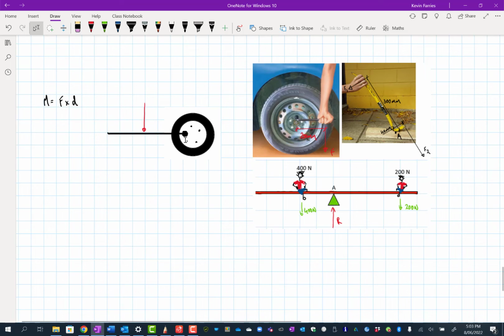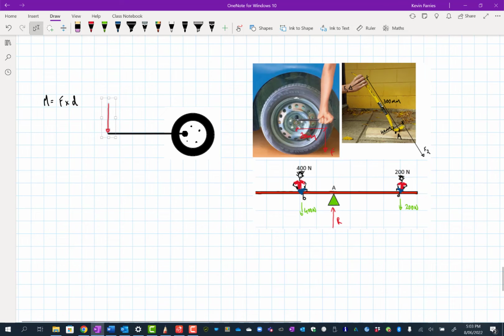So what else can we tell from that? Well, if we were to increase this force, we'd also increase the moment. So apply a bigger force, you're going to get a bigger moment. Alternatively, if you apply that same force further away, you're also going to get a bigger moment, because moment is increasing with the lever arm, this D.